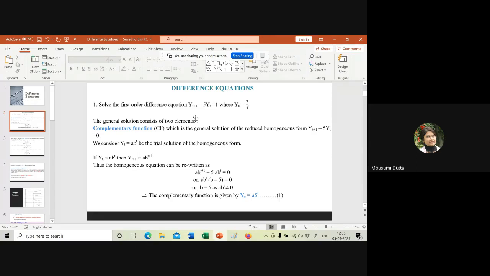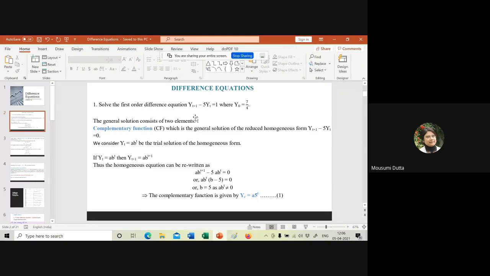So to write the homogeneous form, I'll bring all the time-bound variable terms to the left, and in the right hand side I have to put 0. Okay, so the complementary function is basically the solution of the reduced homogeneous form y_{t+1} minus 5y_t is equal to 0. And if you want to find the solution for the non-homogeneous form, that is for the equation which is given, then along with the complementary function, I need to derive the particular integral, and I have to add the complementary function with the particular integral.